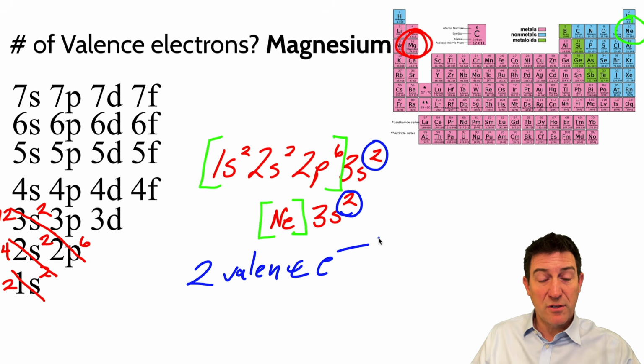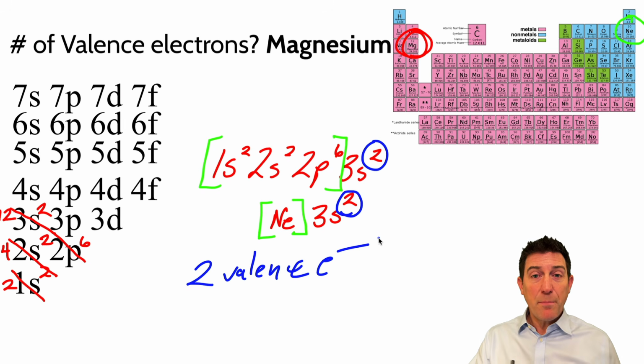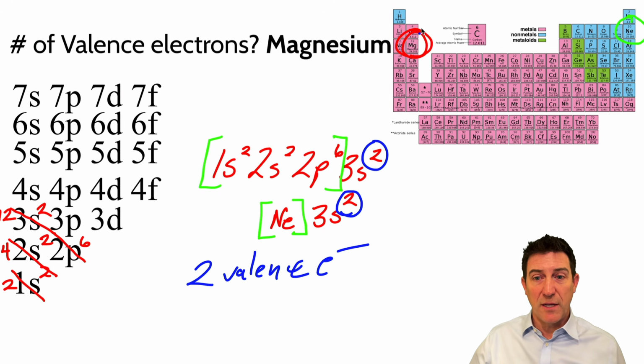Practice makes perfect. Just keep working through these and you're going to get really, really good at them. And in some upcoming lectures, I'm going to show you some tricks about the position of these on the periodic table. We'll very quickly tell you how many valence electrons they have.